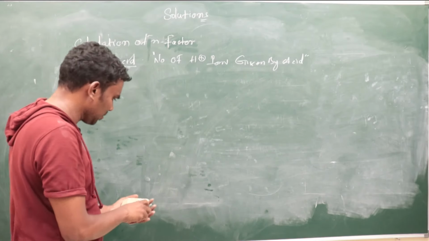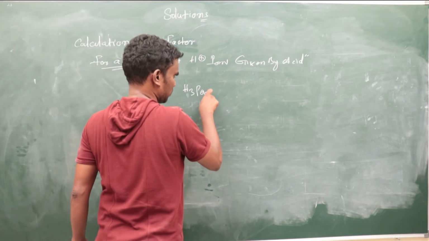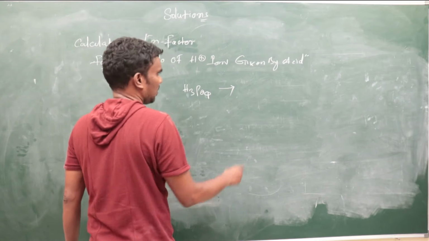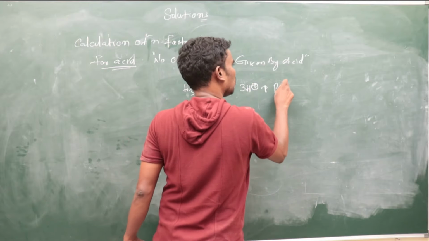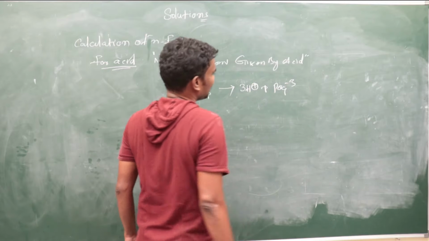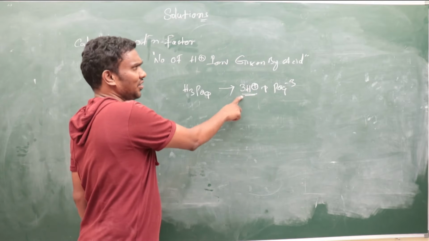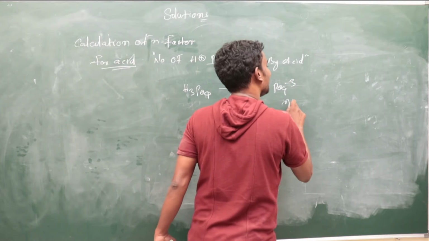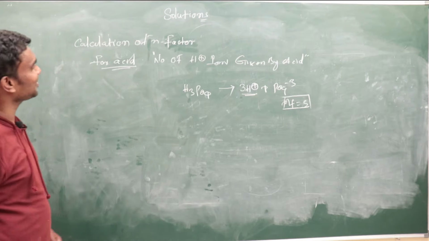One more example. H3PO4, phosphoric acid. It gives 3H plus plus PO4 minus 3. How many H plus are given? This acid gives 3 H plus, so the n factor is 3.